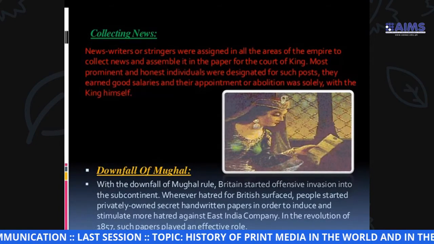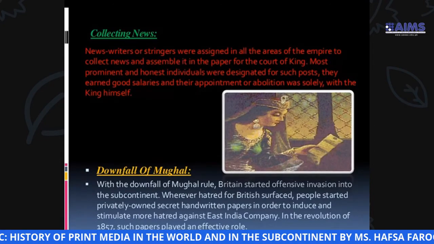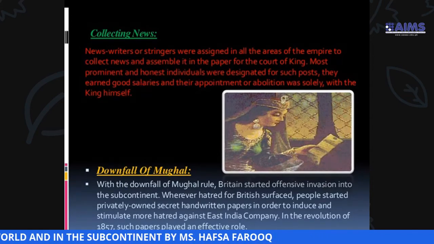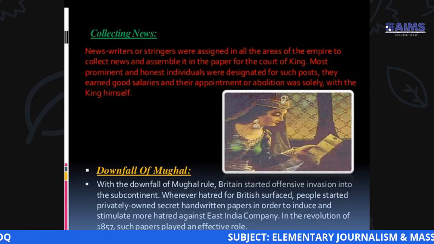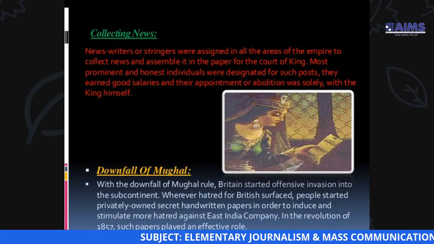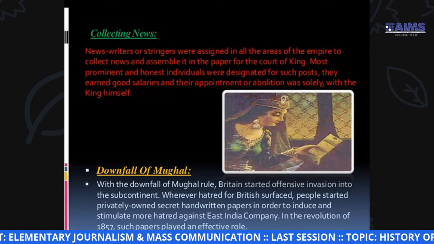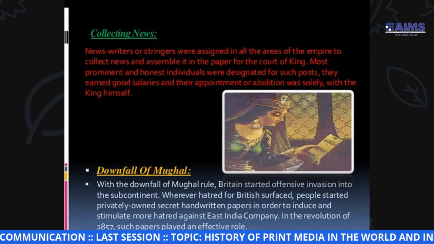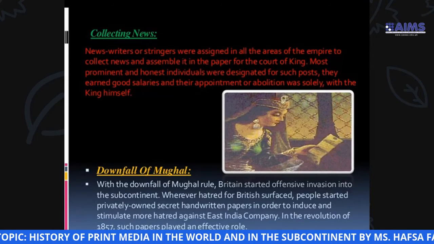Downfall of Mughal. With the downfall of Mughal rule, Britain started offensive invasion into the subcontinent. Wherever hatred for British surfaced, people started privately owned secret handwritten papers in order to induce and stimulate more hatred against East India Company. In the Revolution of 1857, such papers played an effective role.